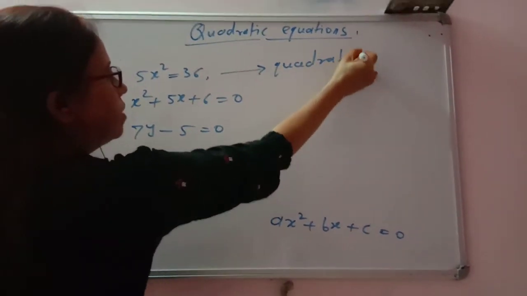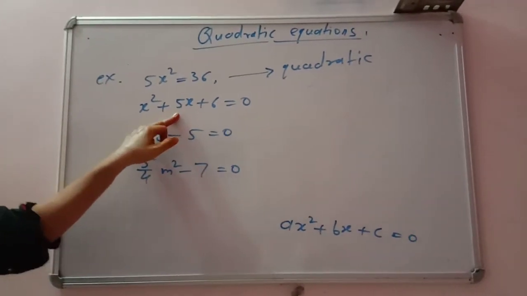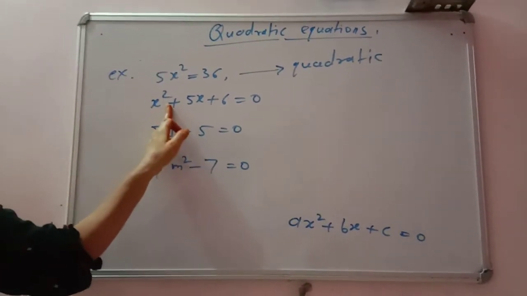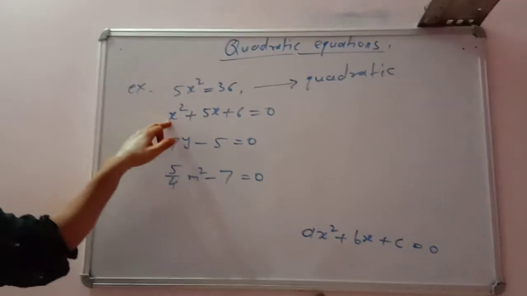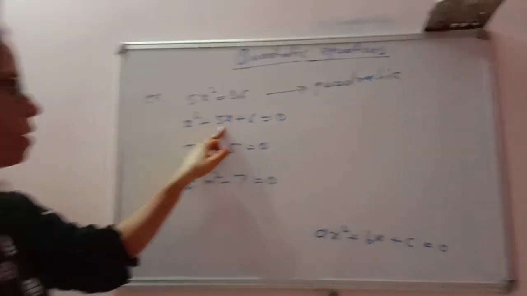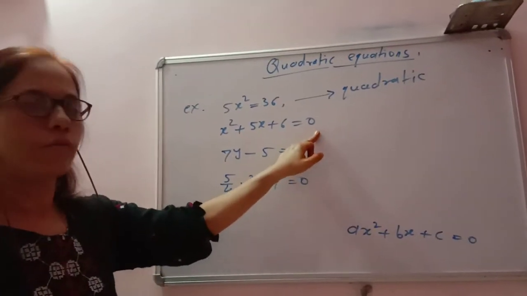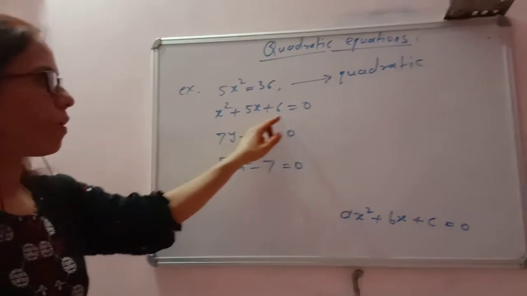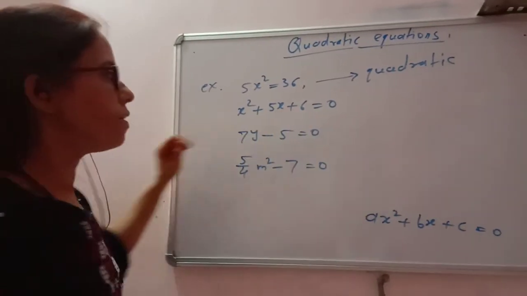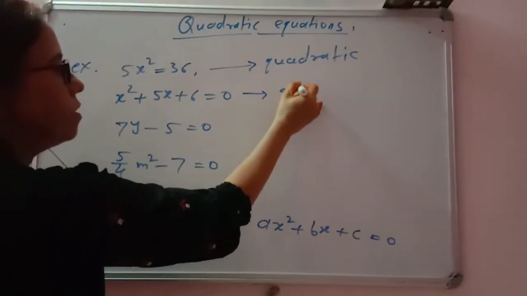Now check the second equation. Again clearly it is already written in the standard form. Here it is ax square where a is 1, plus bx plus 6 equal to 0, where a is 1, b is 5 and c is 6. It is also a quadratic equation.